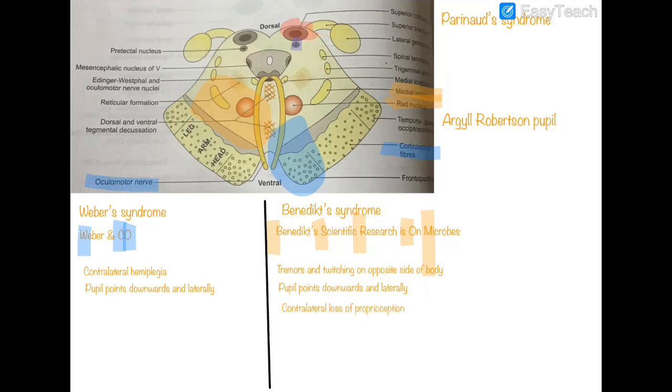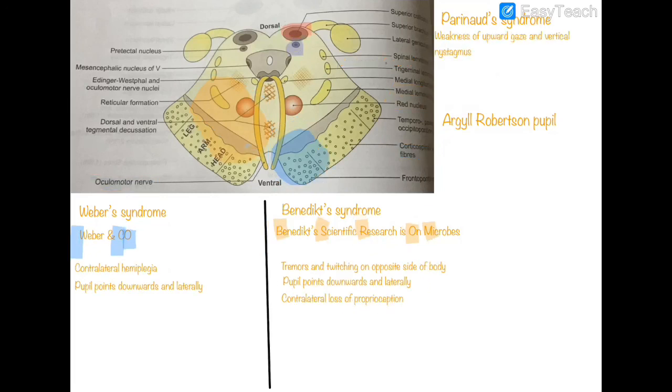Parinaud syndrome, here only the superior colliculus is affected, so the effect will be weakness of upward gaze and vertical nystagmus. Now moving on to the Argyll-Robertson pupil. Here only the pretectal nuclei is damaged, so there will be loss of light reflex, as the pretectal nuclei is involved in the light reflex pathway.